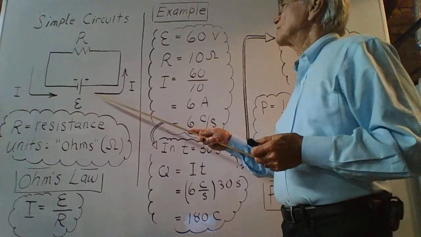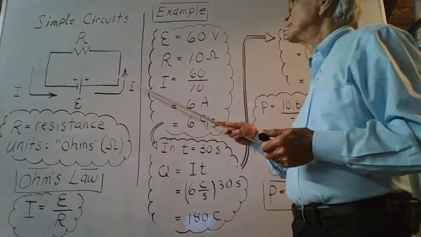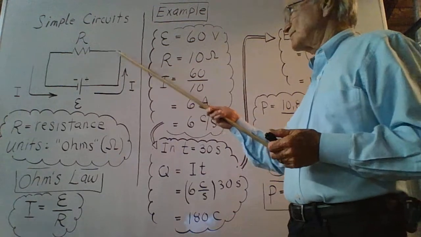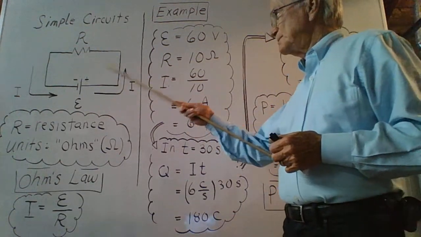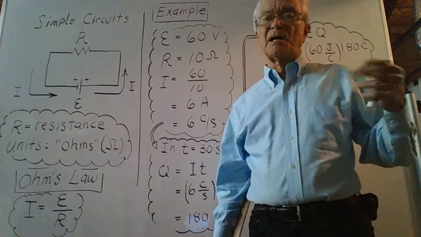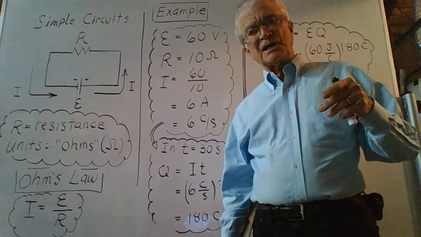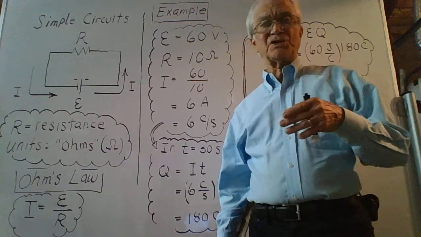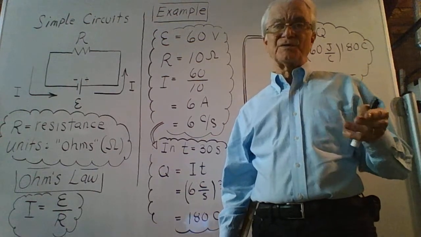I show current symbolized as I, leaving the positive terminal of our battery and circulating around the circuit, appropriately named circuit for circulation. On its way back to the negative terminal of the battery, the current passes through some object. It could be a light bulb. Anything in a circuit that gets in the way of the flow of current, that has current pass through it, is called a resistor because it inhibits or restricts the flow of current.